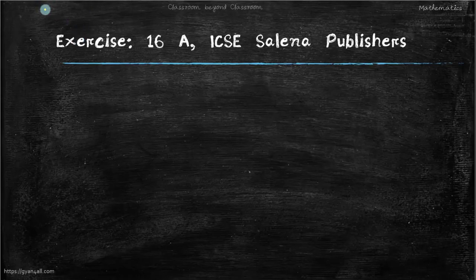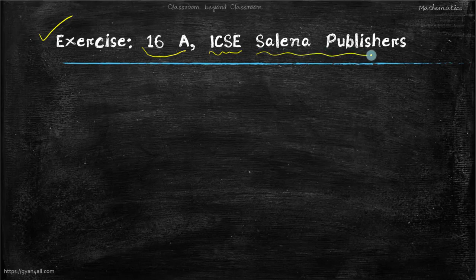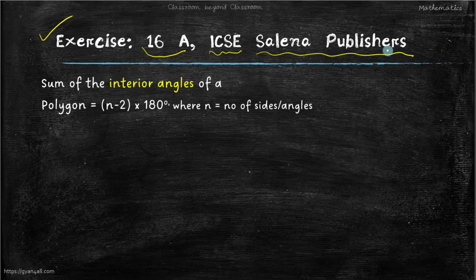Hello and welcome. Now we are going to do some exercises from chapter 16A of the ICSE book by Selina Publishers. To do the exercises, we need to remember some formulas. The first formula is: the sum of the interior angles of a polygon is (n minus 2) multiplied by 180 degrees, where n is the number of sides or number of angles of the polygon. So for an n-gon, this is the formula.